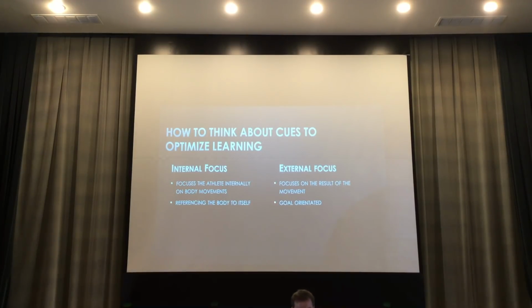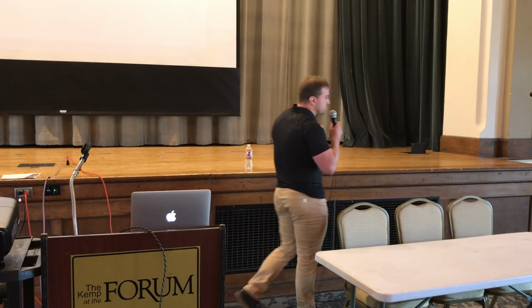We're going to talk about internal a little bit first. Internal focuses the athlete on a body movement. An example would be chest up, knees out, right? If you're saying an anatomical part and then a movement, you're focusing the athlete internally on the body movement. This is our default for how we cue. And I think that has something to do with how we learned the information we're trying to communicate. This is the language of biomechanics, anatomy, exercise physiology. It's how we have learned to think about what we're trying to communicate.